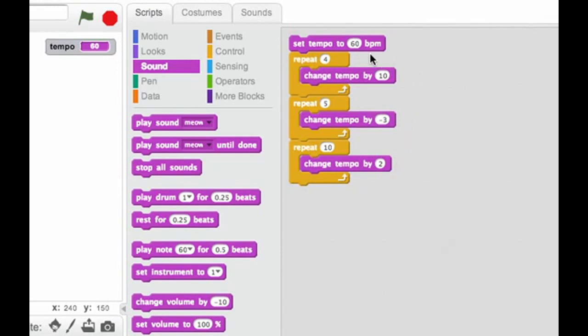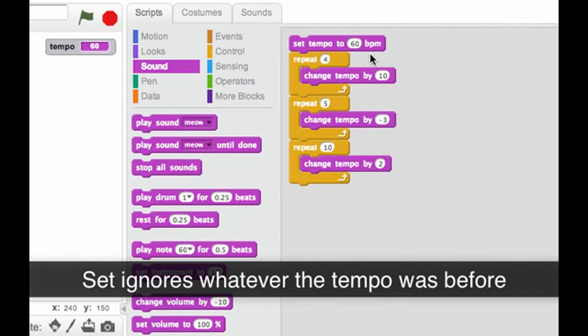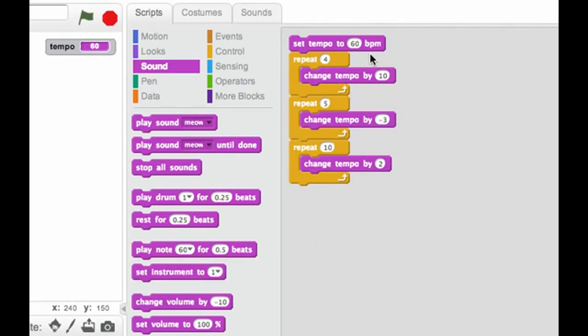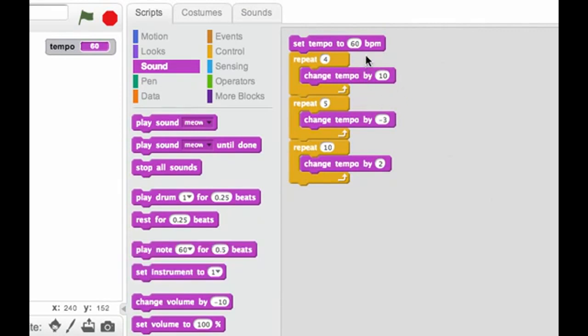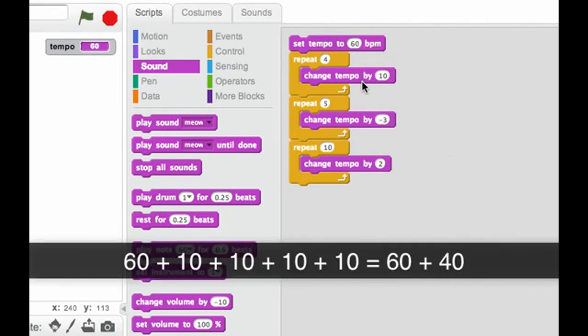First, I set the tempo to 60. Set ignores whatever the tempo was before and sets it to 60. So I know it's 60 now. And then I'm going to change the tempo by 10. That's like adding 10. I will execute this block 4 times because it says repeat 4. So that's like adding 10 4 times. So I know at the end of this repeat, tempo should be 60 plus 40.